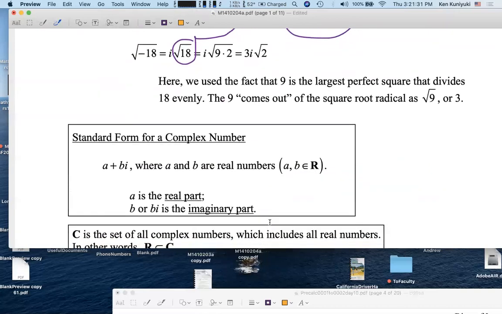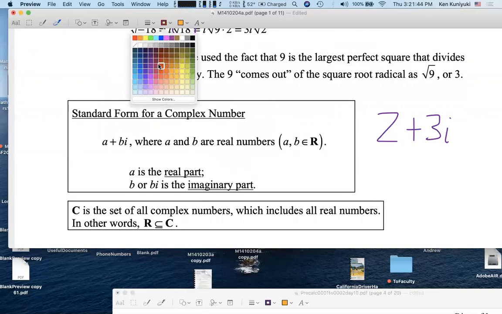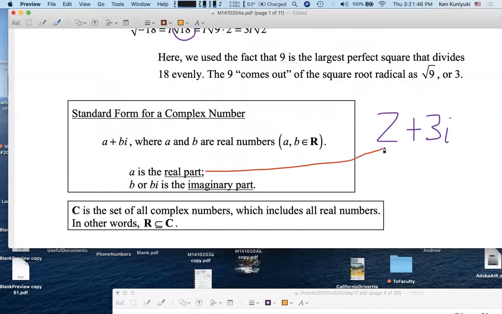Standard form for a complex number. Something like 2 plus 3i is an imaginary number written in standard form. a is the real part, which is 2 here. b, or bi, is the imaginary part, which is 3 or 3i over here. Standard form is a plus bi, where a and b are real numbers, and one or both could be 0.